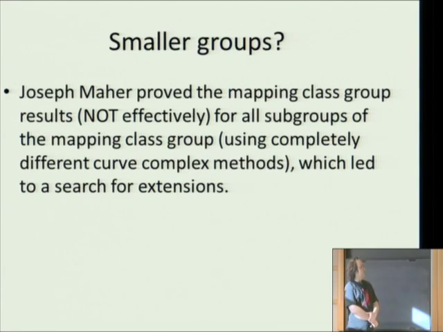His results are not effective, but they're still great results, and they're completely general, and they use completely different methods. They use the curve complex methods, really geometric group theory. Here I'm using essentially arithmetic methods. This talk was immediately adjacent to mine, and that has really gotten my goat, because surely I should be able to extend this to a bigger class.